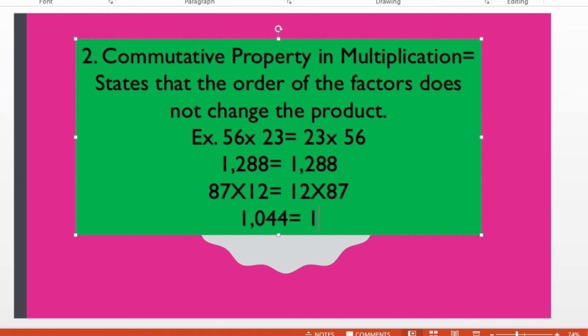The answer is 1,044. So we can see, learners, that in any order, or if we reorder the numbers, the factors do not change the product. So kahit balik rin po natin yung number, kahit ilagay natin yung right side, ilipat natin sa left side, ang sagot pa rin po noon ay hindi magbabago. The same pa rin. So yun ang sinasabi sa commutative property in multiplication.